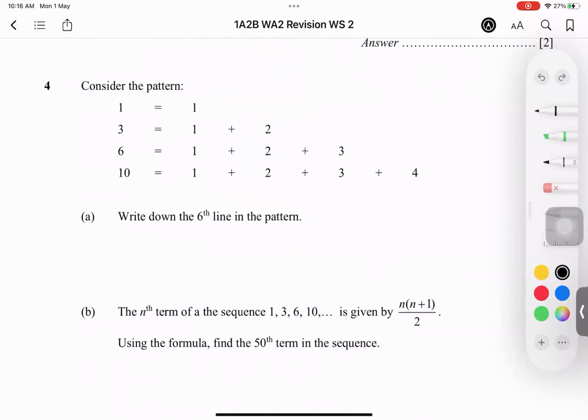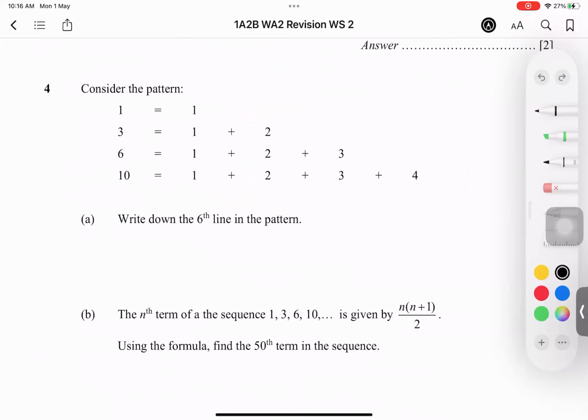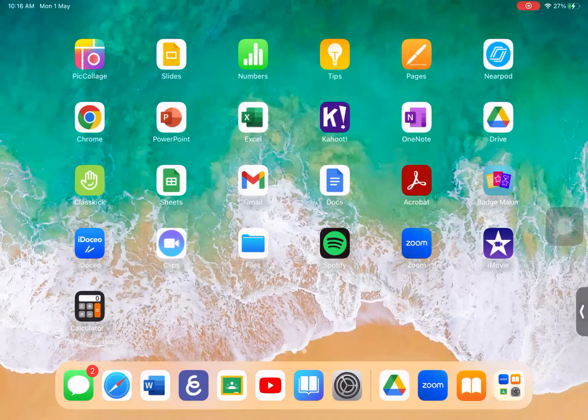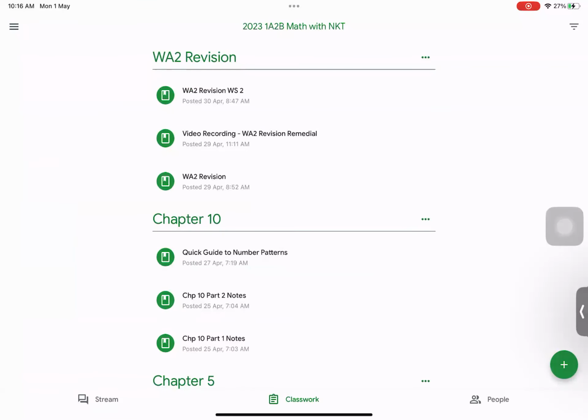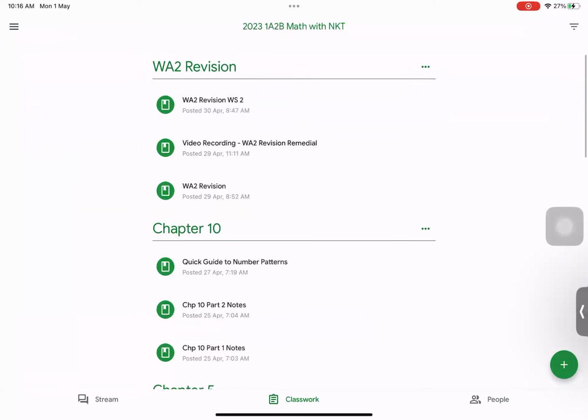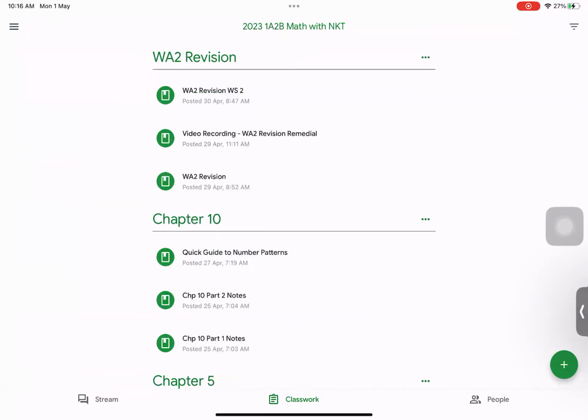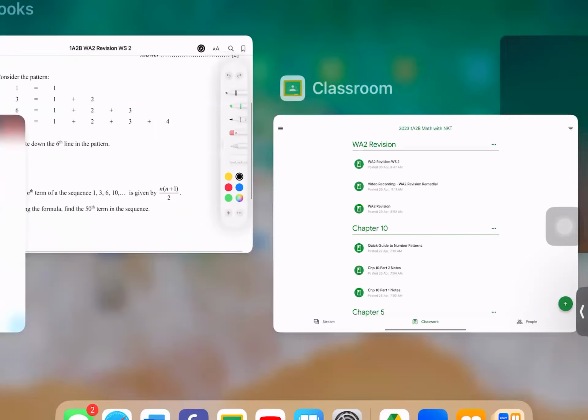Okay, next one. Now, in your previous worksheet, I did not include the number pattern. So this is the quick guide to number pattern, one of the worksheets you have to revise, okay? This one on Zia's phone. Hello, Zia. Zia, we are doing this worksheet on Google Classroom, WA2 Revision Worksheet 2. Go and find this worksheet. You open it up, then we will go through the questions.